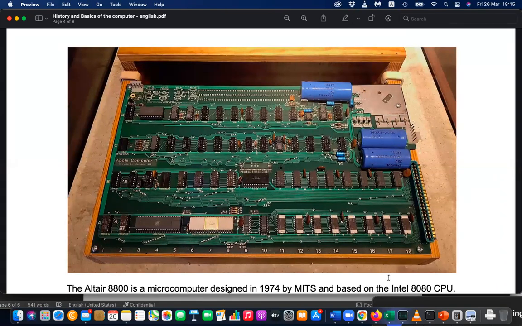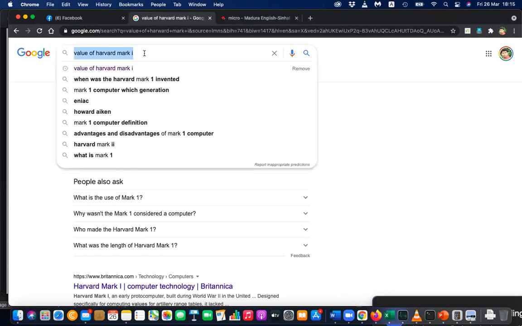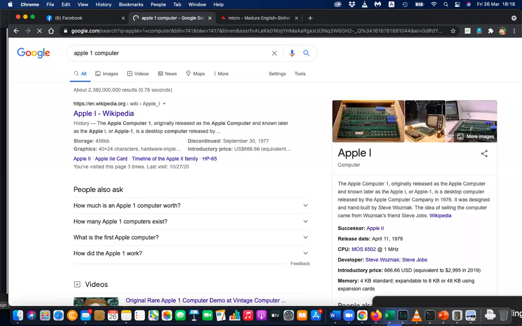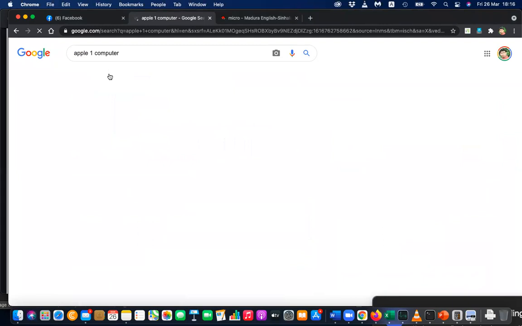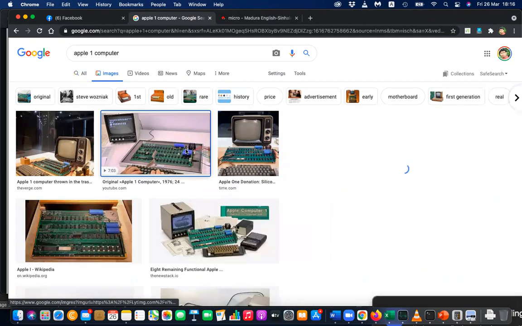I think you are not even interested in seeing the history of computing. This is a very popular image of the Apple I computer. And this is the motherboard, actually, how the Apple I looks, how the motherboard looks.